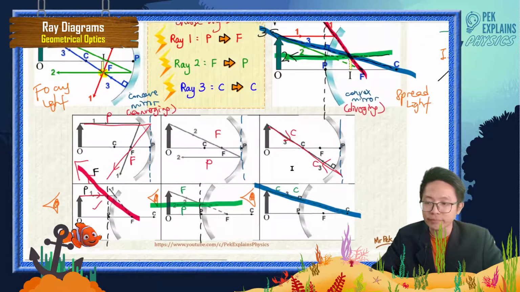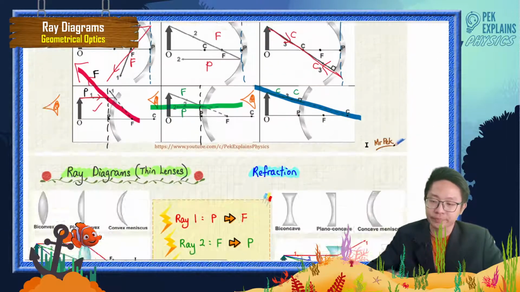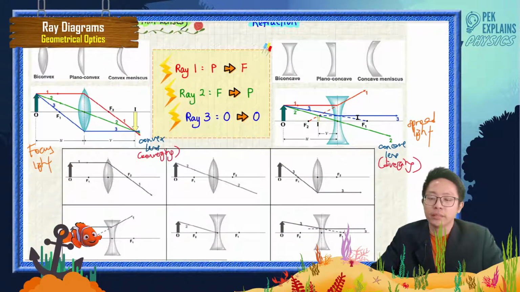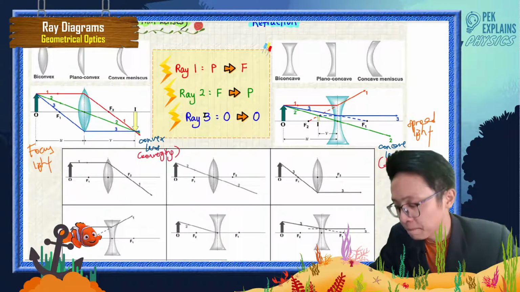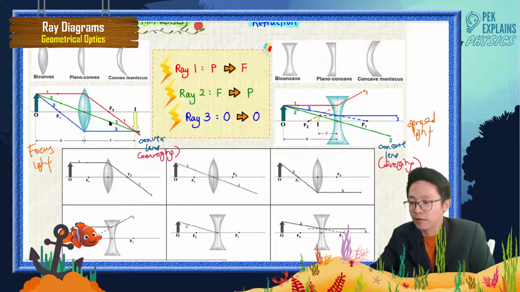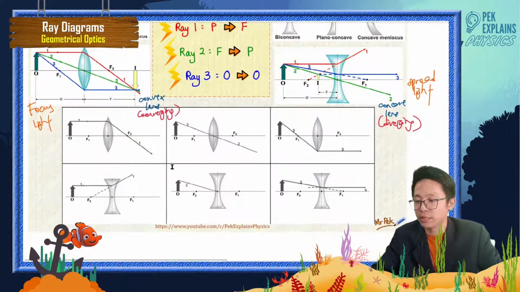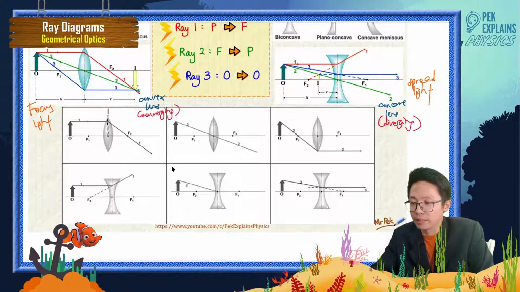But for the diverging lens, the light is spread from the other side. And for the diverging mirror, the light is spread from the same side. That's the difference. Understand? Okay, now let's look at the first ray. The first ray is parallel. For lens also, I use a straight line to represent all the light.